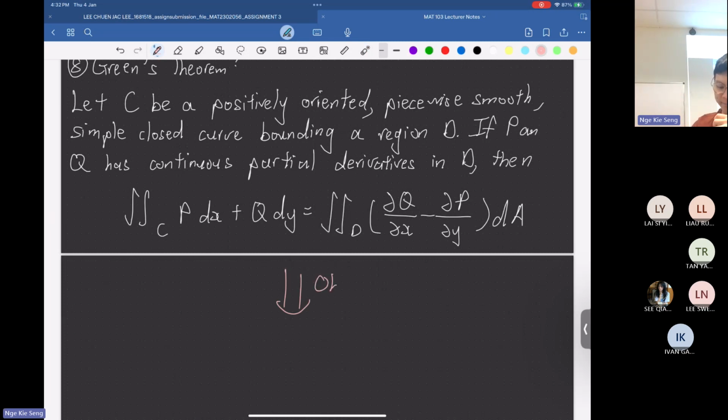Green's theorem can be obtained through Stokes' theorem. If at this point you forget about Green's theorem, that's fine, because Stokes' theorem is more general. So how do I obtain it using Stokes' theorem? Maybe use this way.